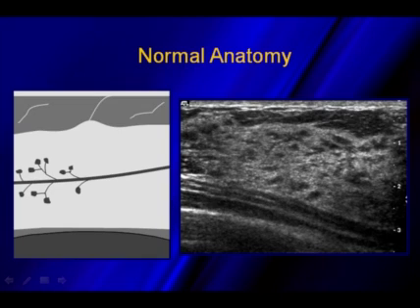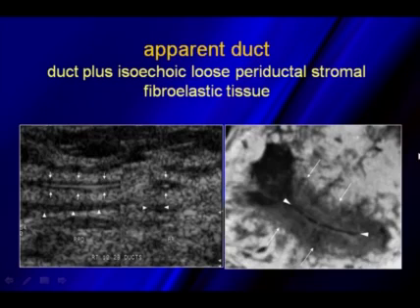Now, looking at this pattern, I've heard some people refer to this as ductal ectasia. This actually is not ductal ectasia. In fact, if you notice, we have a small normal duct here surrounded by periductal stromal tissue. So when you see this pattern that kind of looks like Swiss cheese, what we're seeing is actually the normal duct, which is right here in a short axis view.